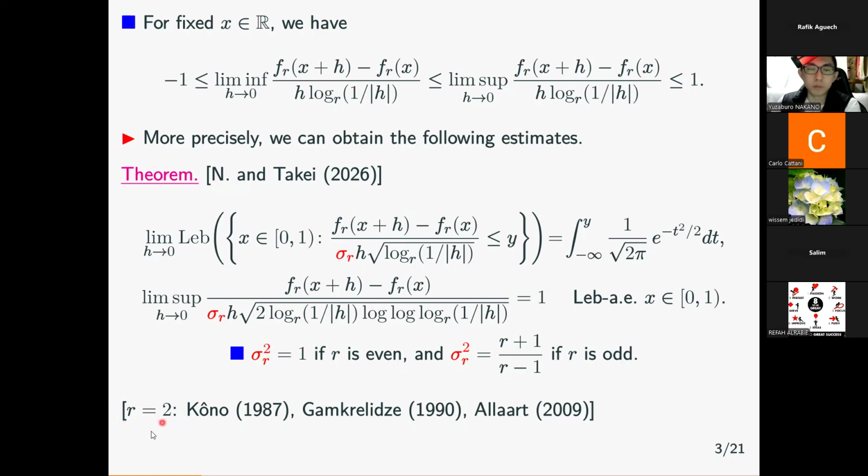This type of estimate of the modulus of continuity was studied first by Kono. He studied the r equal to 2 case, and Al-Khwarizmi and Arat also studied the r equal to 2 case. Our result is a generalization of their results.